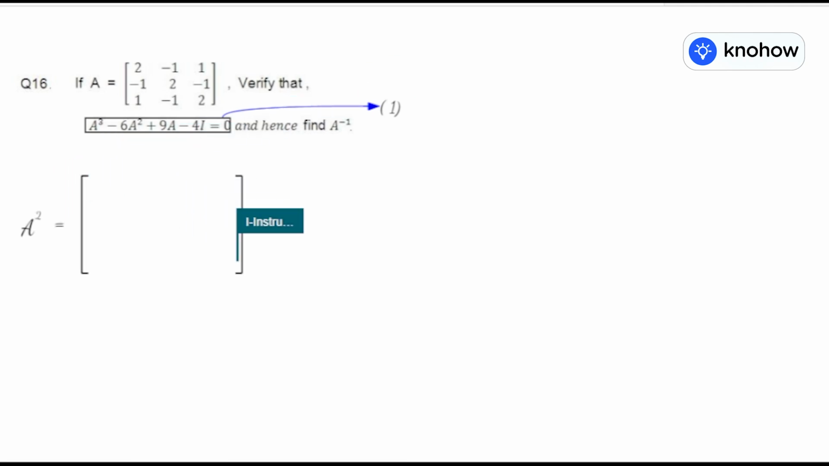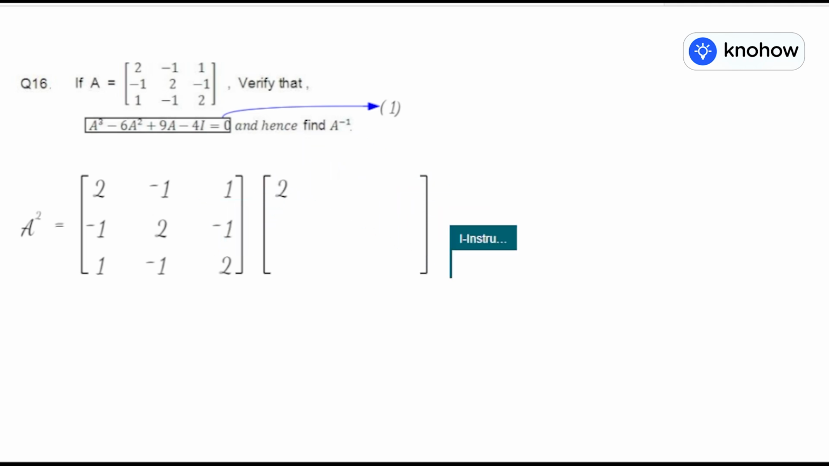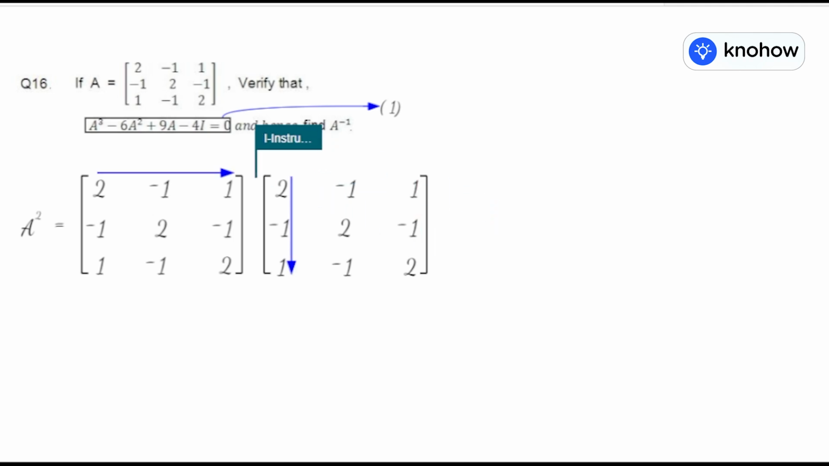What is the given matrix A? 2 minus 1 1, minus 1 2 minus 1, 1 minus 1 2, multiplied by the same, that is 2 minus 1 1, minus 1 2 minus 1, 1 minus 1 2. And you know how to multiply, that is the elements of the first row to be multiplied with the elements of first column. And the product will also be a matrix of order 3 by 3.